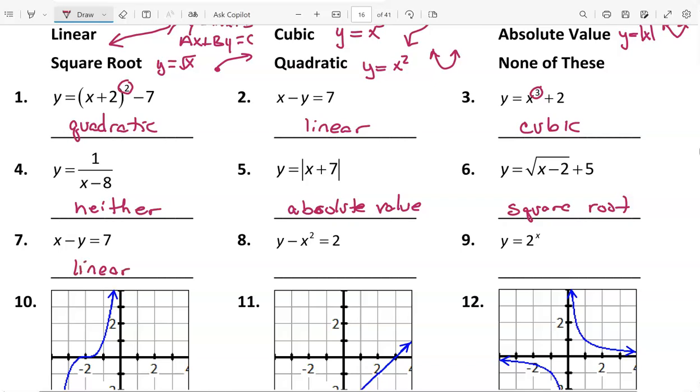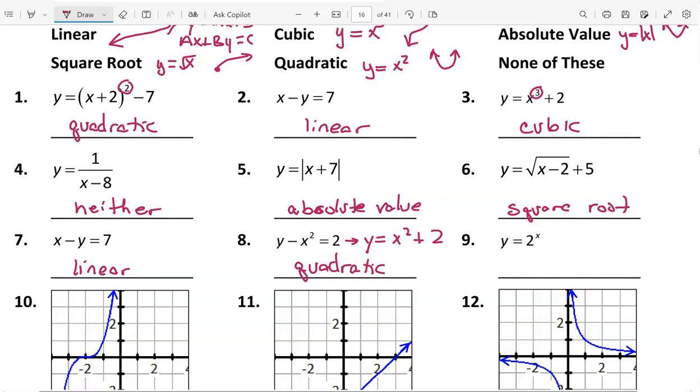For number 8, this is a quadratic function, but we would probably add x squared to both sides and put it in a more standard form for a quadratic function. But the x is squared, so that's quadratic.